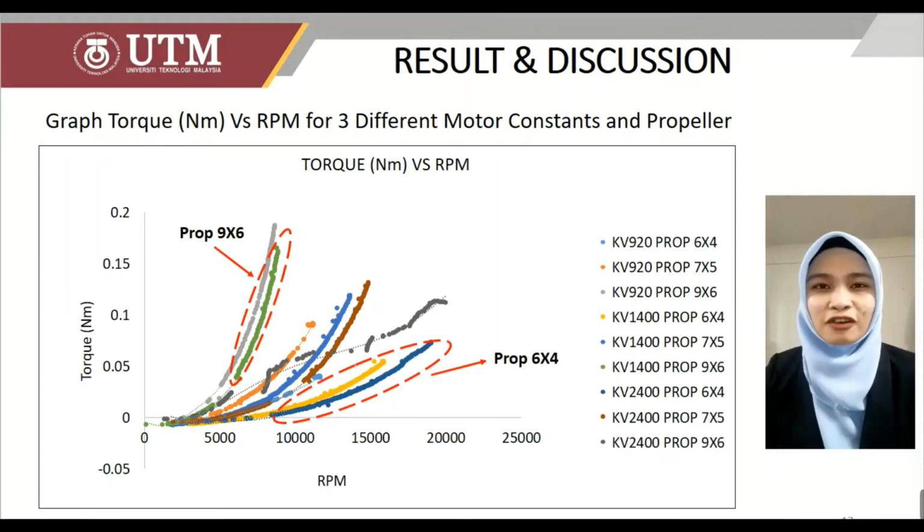It is the same for the graph of torque versus RPM for 3 different motor constants and propellers, where when the 3 different motor constants are combined with propeller 9 times 6, it will achieve the highest values of torque, but when combined with propeller 6 times 4, it will achieve the lowest values of torque.